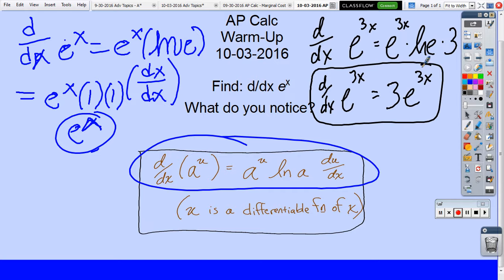Now you've seen two examples, one where it's e to the x and one where you have e to the 3x. And you probably notice a pattern here. If you kept doing this, if you took the second derivative, it would keep being multiplied by 3. So 9e to the 3x, 27e to the 3x. You keep going.